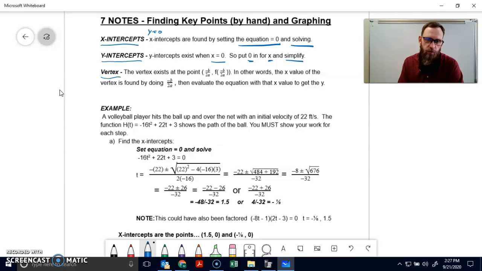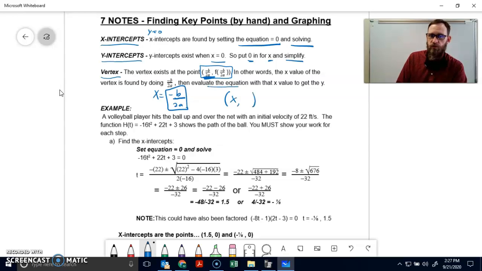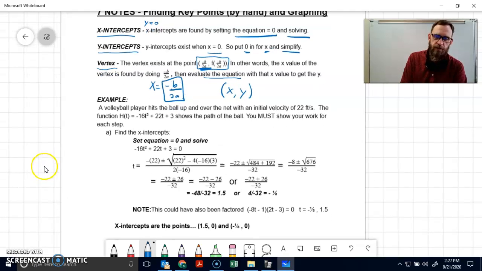The vertex is the new part, and it's a pretty simple equation. This doesn't always make sense to people, but what this is saying is that x equals negative b over 2a. That little formula, which is kind of part of the quadratic equation, just without the square root, negative b over 2a, gives you the x value of the vertex. And if you have the x value of any point, you should be able to plug that into the equation and find the y value. So let's see how this plays out.